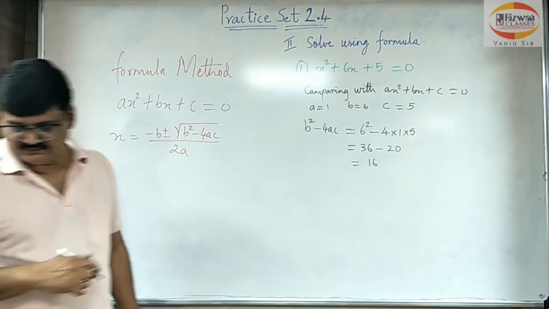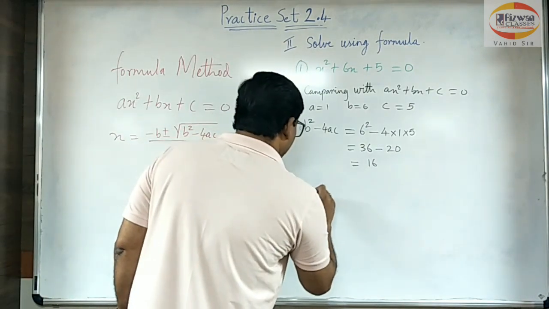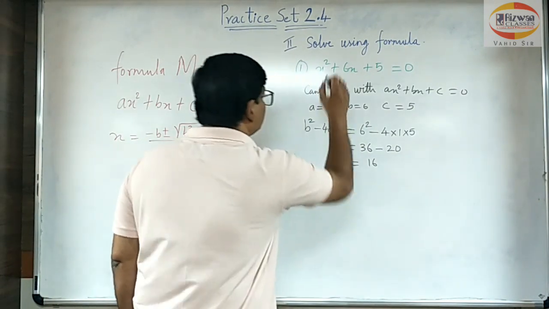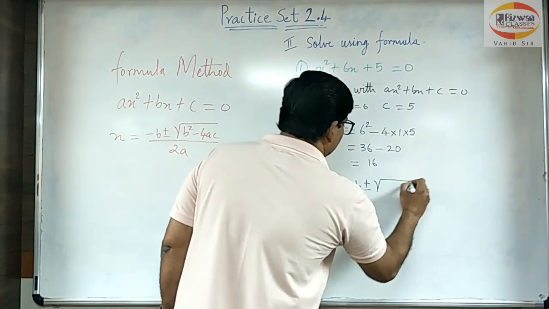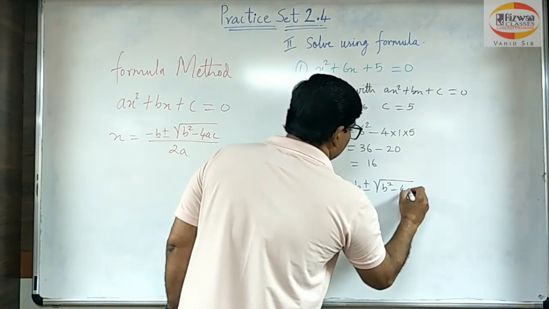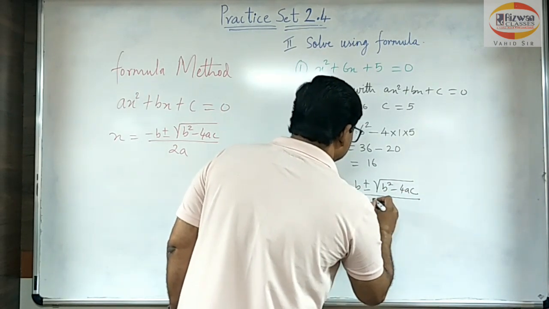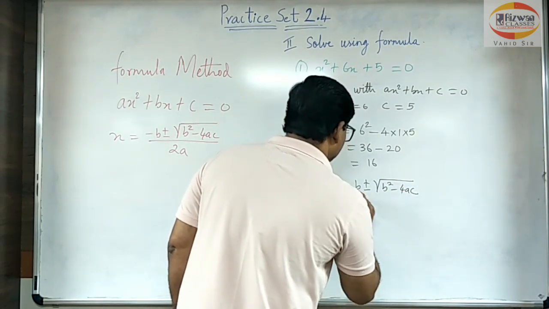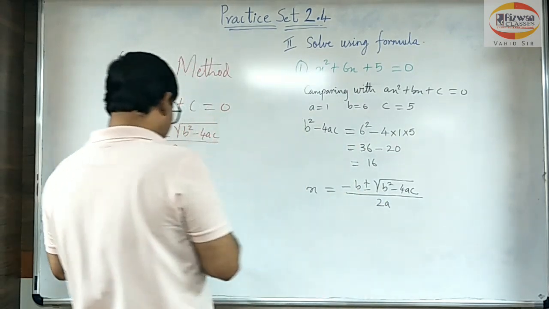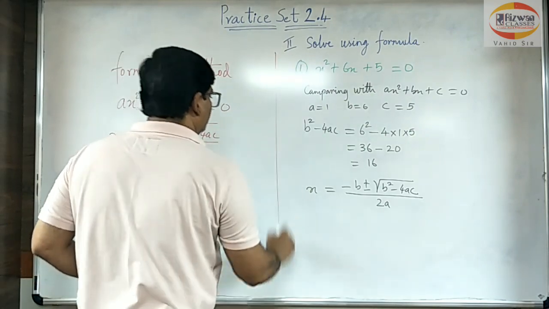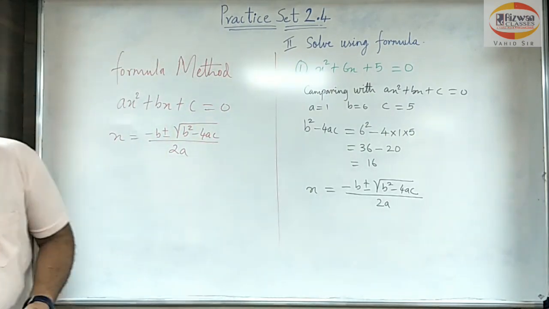Now let's apply the formula. What is the formula? x is equal to, because the variable is x, minus b plus minus root of b square minus 4ac upon 2a. So I got this formula. Now let's try to substitute in this formula.